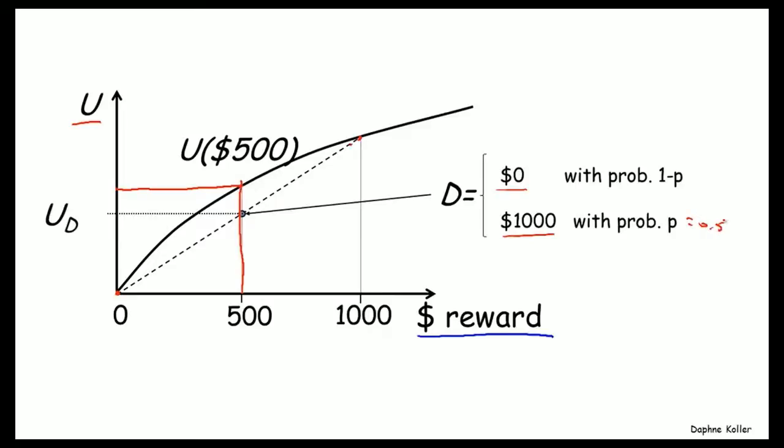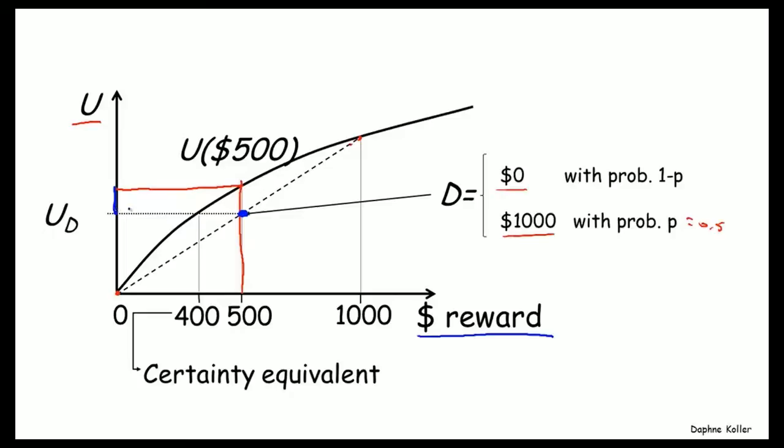Well, in that case, we would have this point on the curve over here. Now, the important thing to notice is that the utility of this point where I get $1,000 with probability 50% and $0 with probability 50%, that utility in this example is considerably lower than the utility of $500. So I prefer to get the $500 for certain, which is what most people would say.